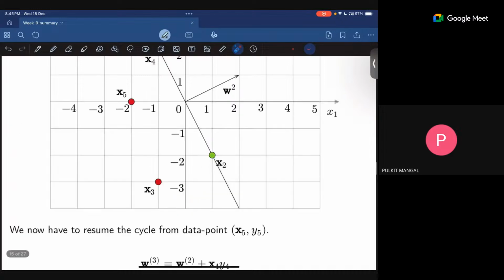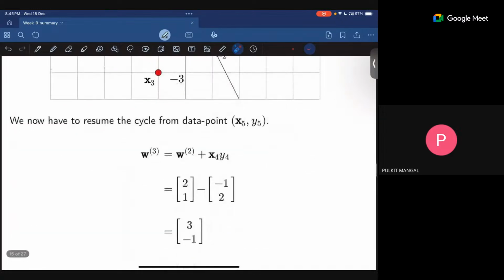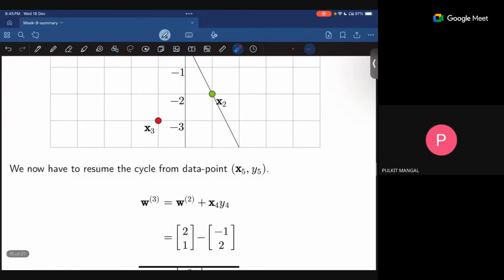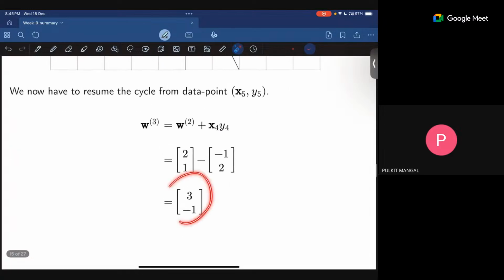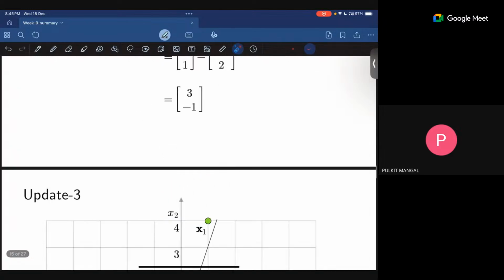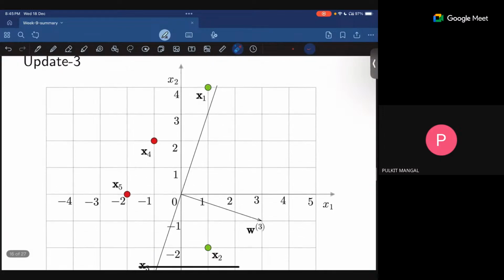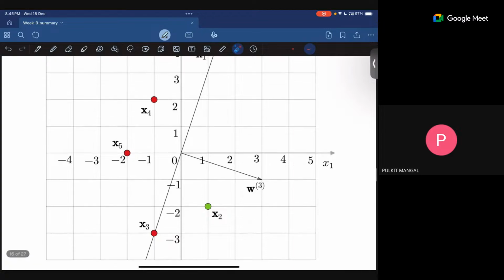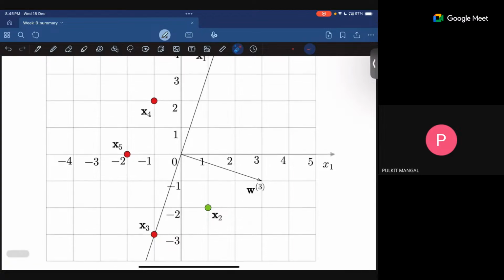So again we will be using x4 to update the weight vector. This is the current weight vector 2, 1. x4 is -1, 2, and the label for the data point is -1. Simplifying this, we get the weight vector 3, -1. So this is the 3, -1 weight vector, and this is the linear classifier boundary that we will get. Another conclusion that you can make from here is that it is not necessary that with each iteration in the perceptron algorithm the number of mistakes will decrease. This is also not necessary in perceptron.